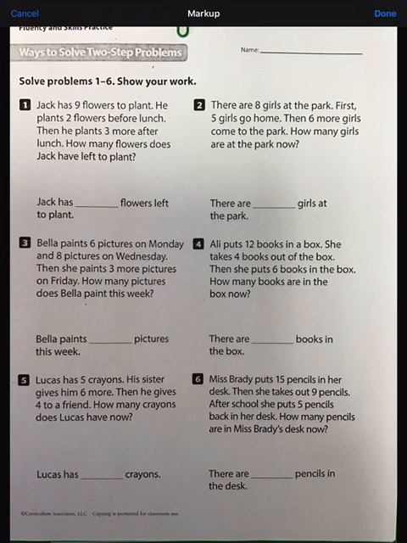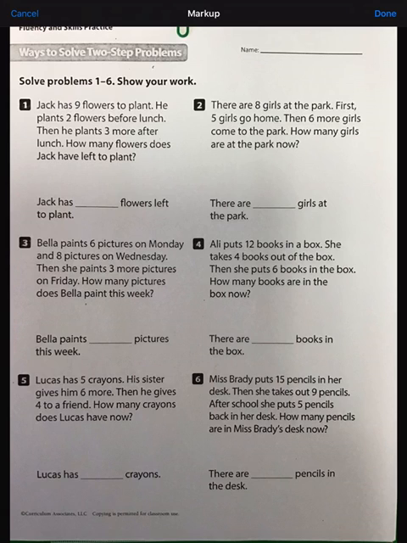Now again, I want to see your equations, okay? And I know they don't give you too much workspace. So if you have to use the back, do that, okay? But I do want to see equations. So for number 1, let's think about what our first equation should look like, okay? Jack has 9 flowers to plant. He plants 2 flowers before lunch, okay?